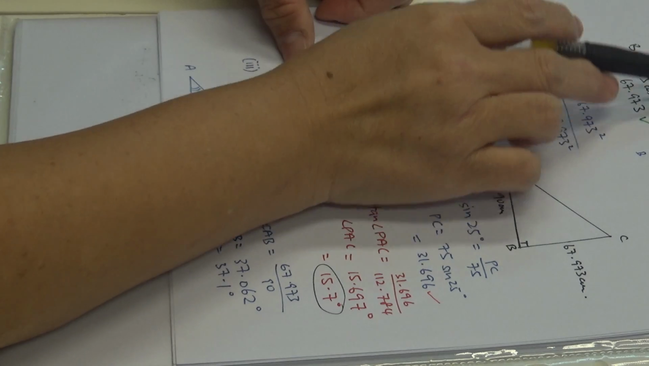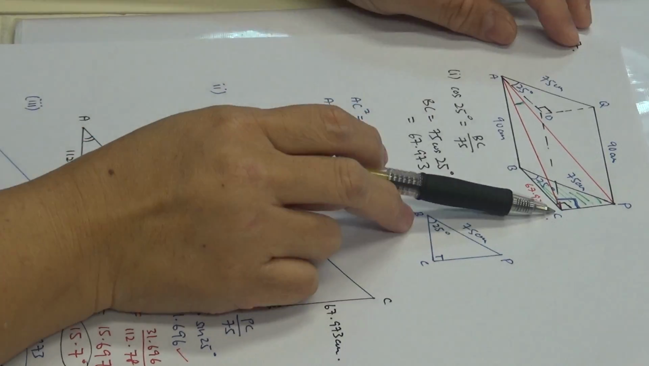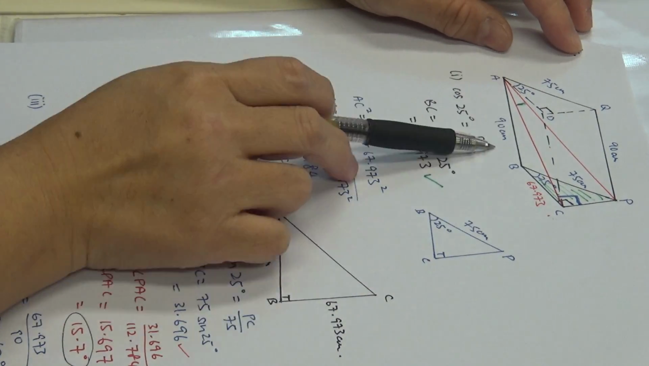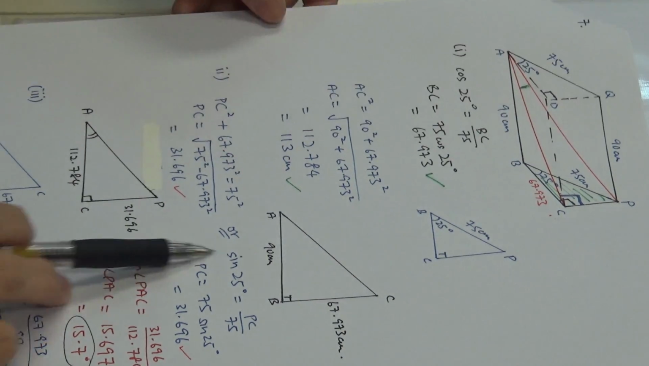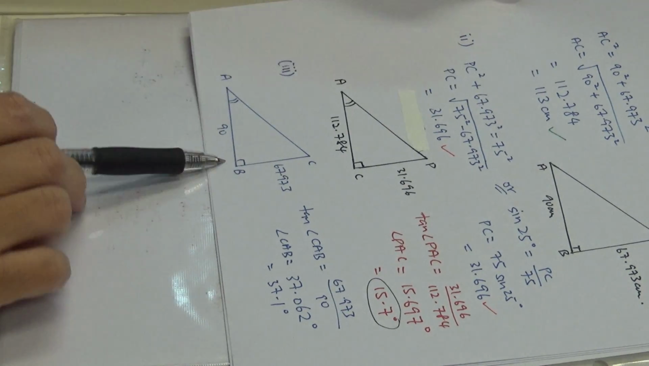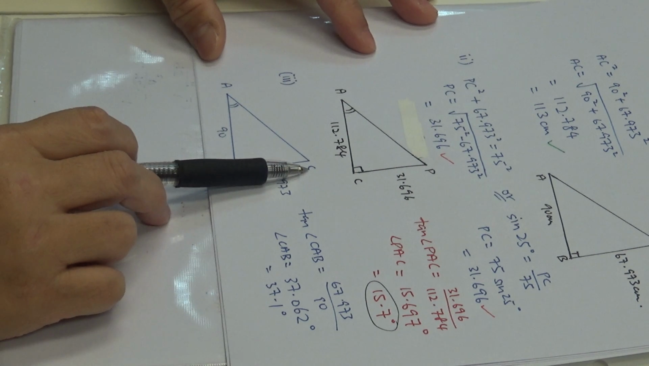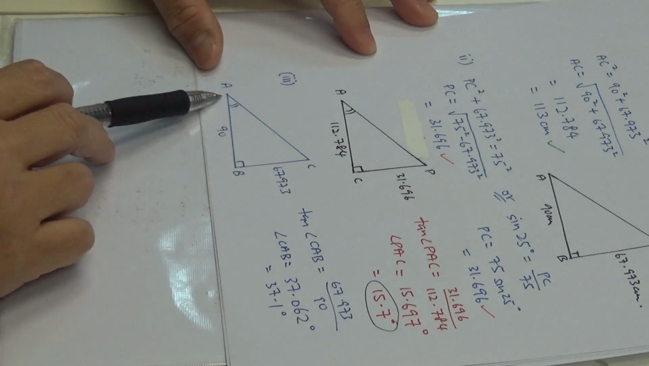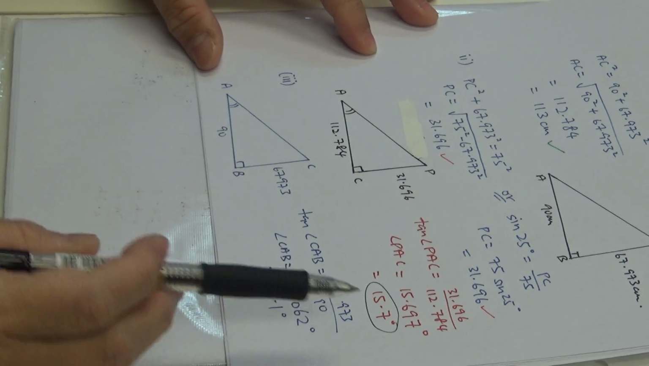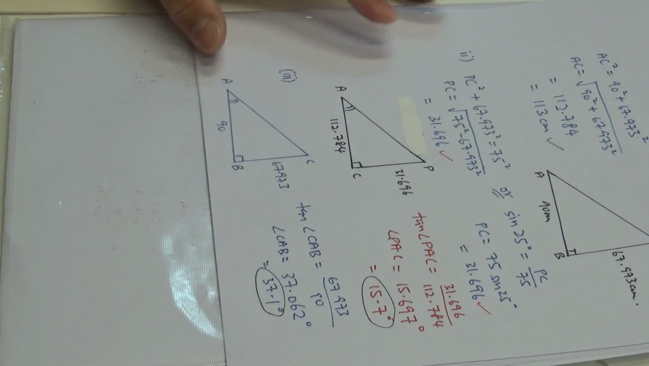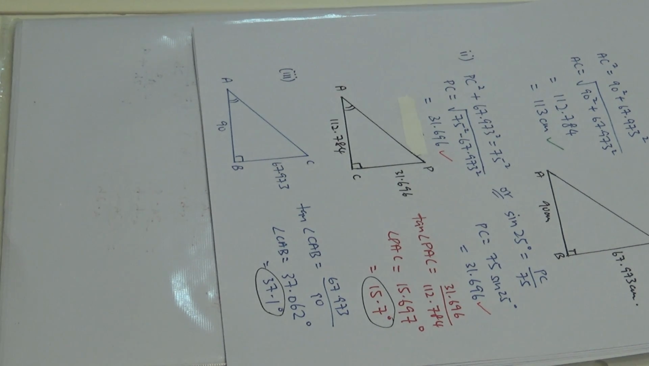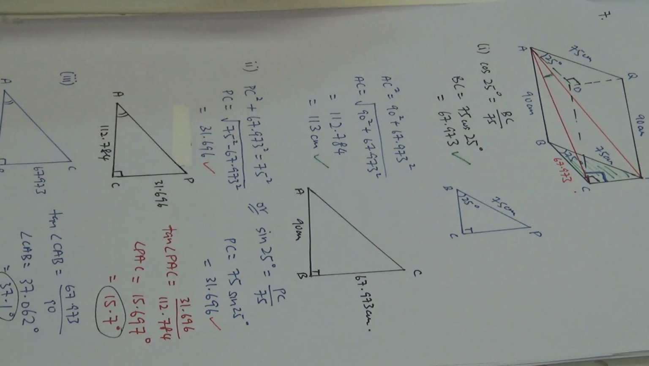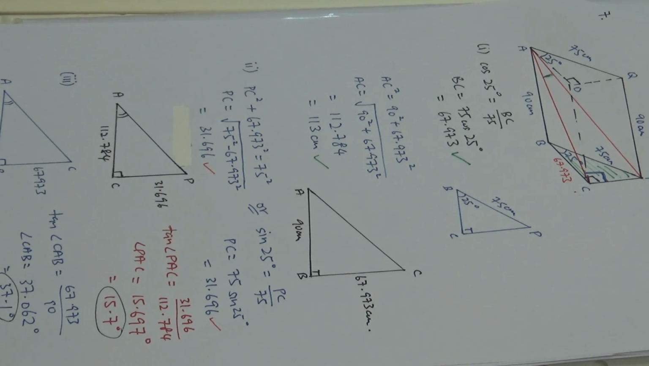Angle CAB. Alright, note that CAB is a triangle that lies on the floor. So if I were to redraw this triangle on the floor, CAB, I'll get this as 90, this is 67.973, and they want to find the angle CAB, I can use tangent, and I will get the answer as 37.1 degrees respectively. So for this type of question, we must be very careful which triangle we are looking at. Then we can get the answer easily.